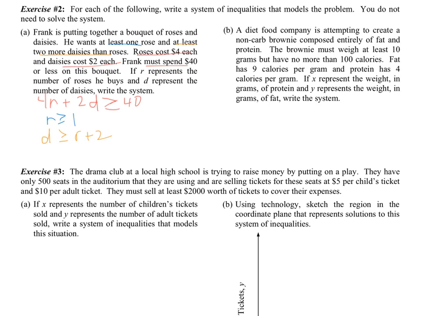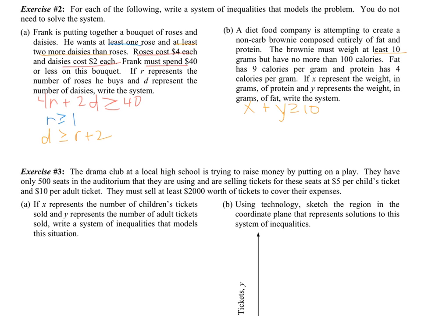The brownie must weigh at least 10 grams but have no more than 100 calories. Fat has 9 calories per gram and protein has 4 calories per gram. If X represents the weight in grams of protein and Y represents the weight in grams of fat, write the system. So the first one, we are talking about the fact that it needs at least 10 grams.